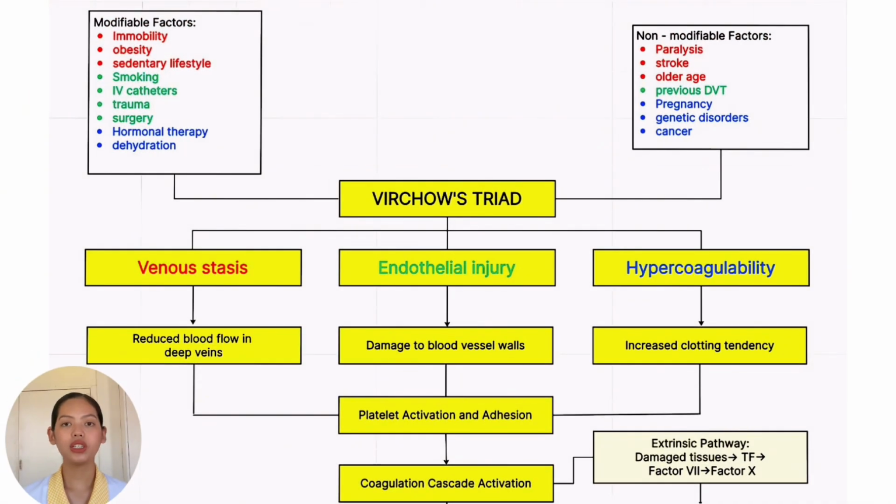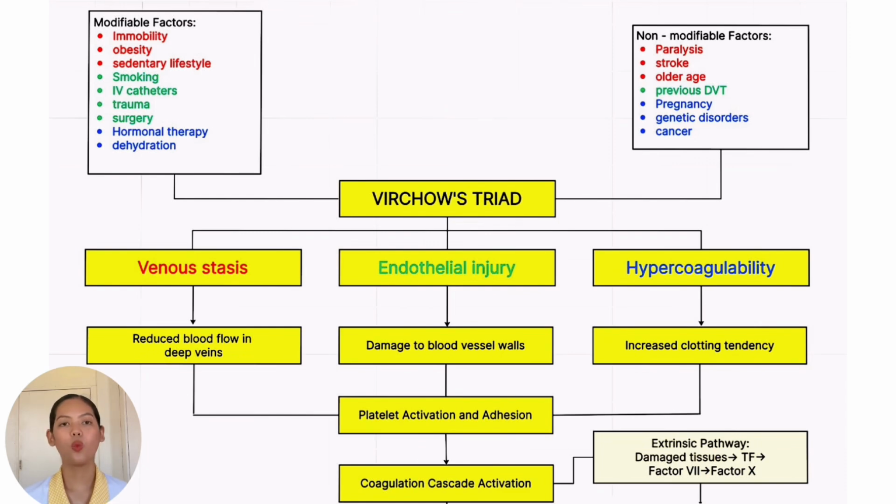Now let us proceed to the disease mechanism. So DVT forms due to the interaction of the virchow's triad, which consists of venous stasis, hypercoagulability, and endothelial injury. So venous stasis is when blood flow slows down, especially in the deep veins of the legs.